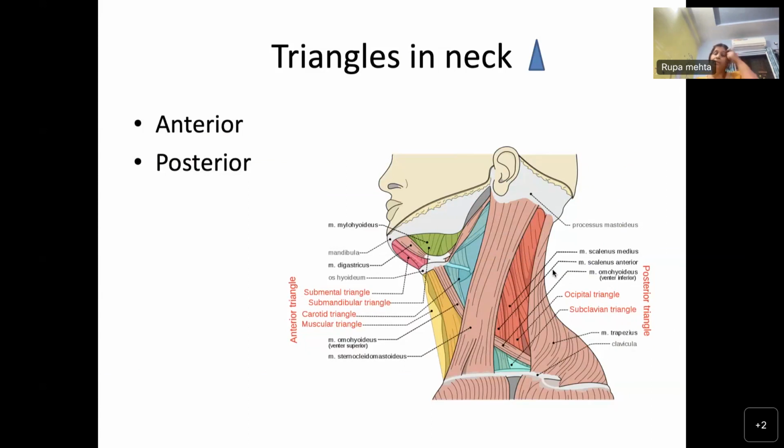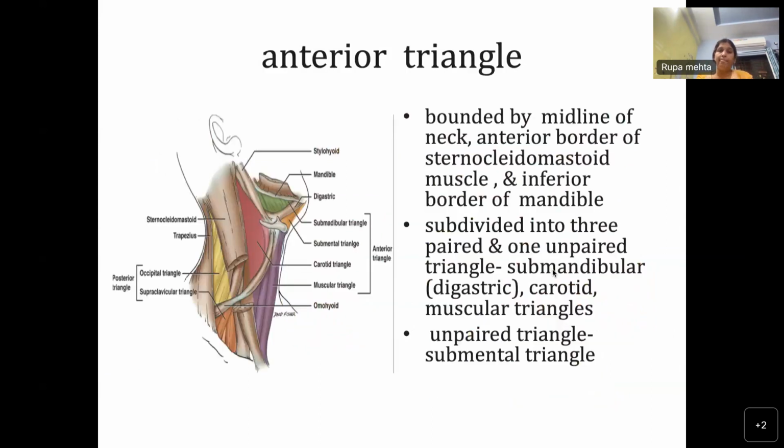So the anterior neck has the anterior triangle and the posterior triangle. The anterior triangle is bounded by the middle of the neck, the anterior border of sternocleidomastoid, and the inferior border of the mandible, and the midline. It is subdivided into 3 paired and 1 unpaired triangle. The unpaired is the submental triangle, and the 3 paired are the submandibular, the carotid, and the muscular triangles.